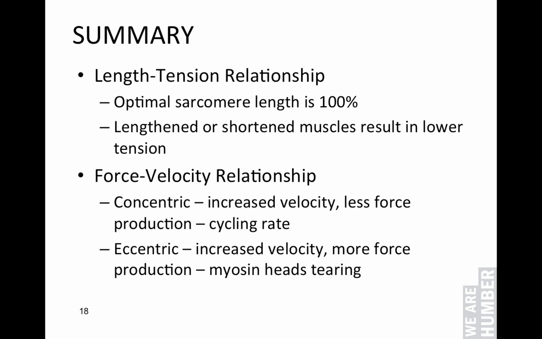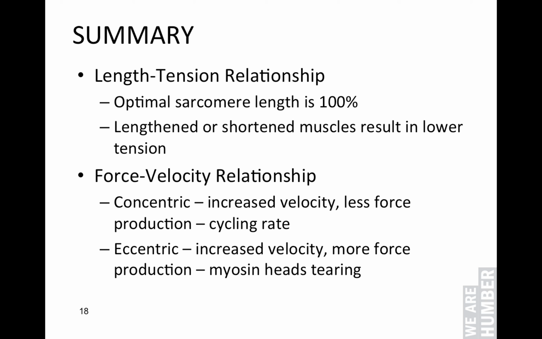Okay, so just for a summary of the whole video, we have the length-tension relationship. Optimal sarcomere length is 100%. However, lengthened or shortened muscles can result in lower tension. If you shorten or lengthen those muscles, the sarcomere length is shortened or lengthened, and that affects your force production. It lowers your force production or tension.